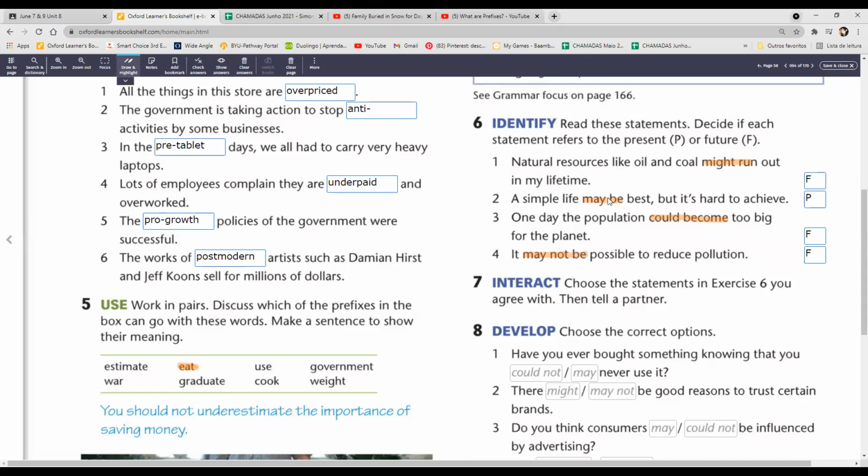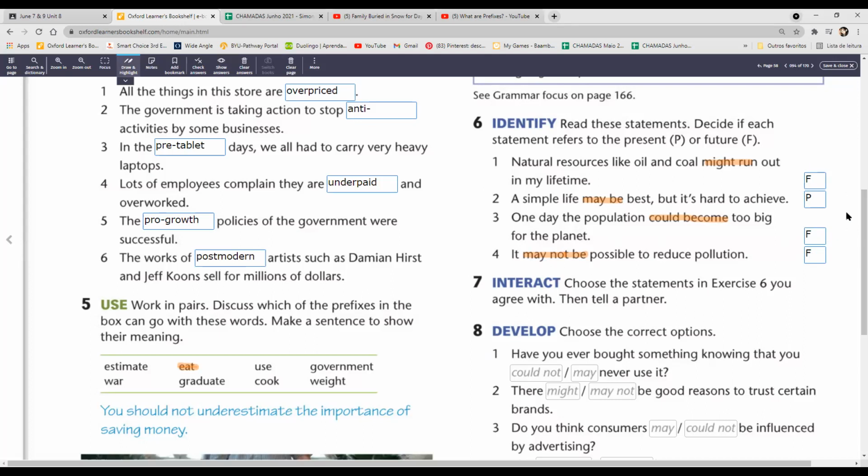As I'm using may in number 2 and talking about a present situation, I can also use may and talk about a future situation. So you see, it's just the context, okay? And of course, like you did, you eliminated the modal and you put the verb to be there so you could see the difference. That's a very good way to do it, okay?